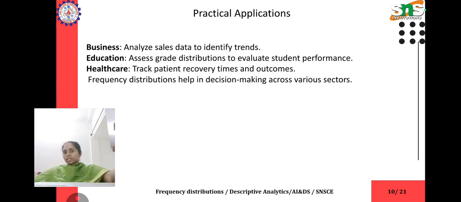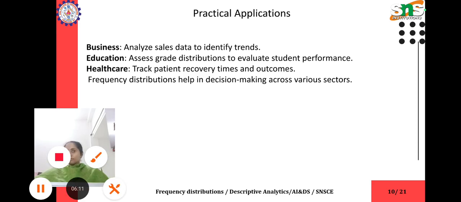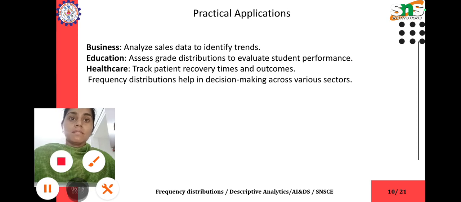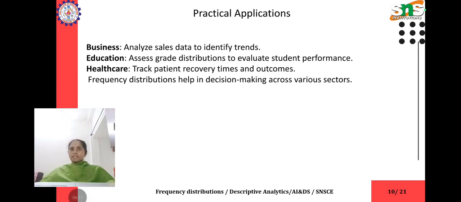And the conclusion is, frequency distributions are a fundamental part of data analysis and statistics. They provide a basis for almost all types of statistical reasoning and visualization. Understanding and constructing frequency distribution tables is essential for anyone dealing with data.